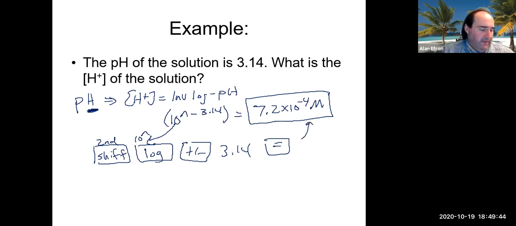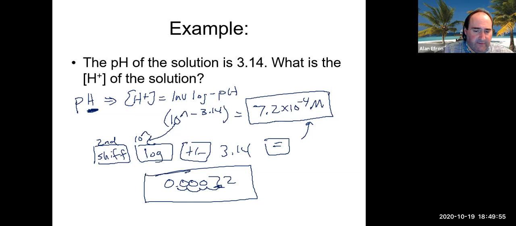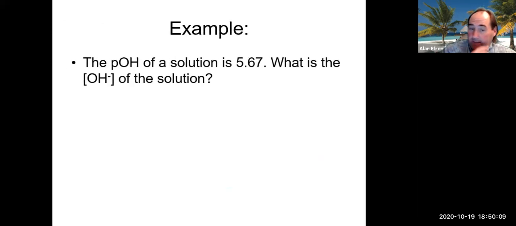On most people's calculator, that's how you punch that in. It won't give it to you probably in scientific notation. It looks something like this. Your calculator will probably spit it out to you in decimal form, and you can convert it to scientific notation, like I did. Question on that calculation there? Okay. Why don't you try one more here? The pOH is 5.67. What is the OH minus concentration?